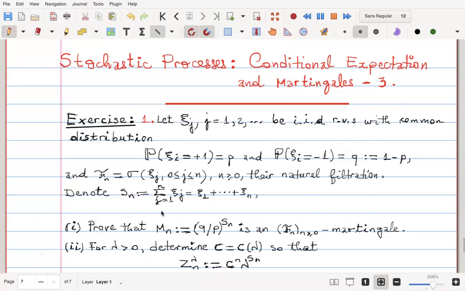Okay, and Fn is the sigma algebra generated by the psi i. So this is the natural filtration of our random walk, right? So Sn is the position of the random walk. That is, Sn is the sum, j running from 1 to n, of psi j. Obviously, we didn't say it, but if n is equal to 0, Sn will be equal to 0. That's by convention, so S0 is 0.